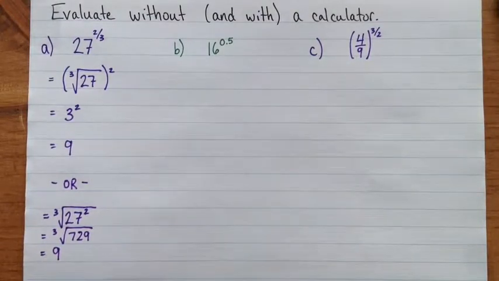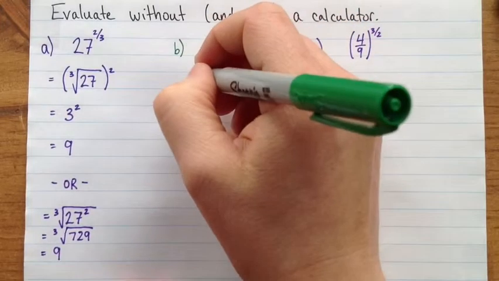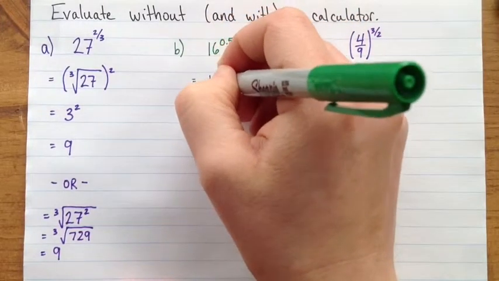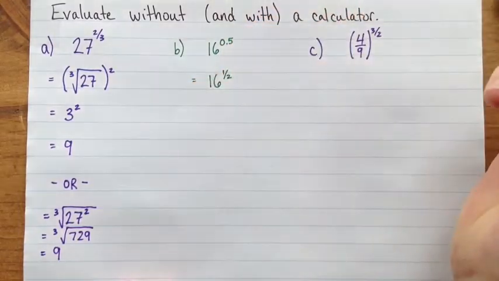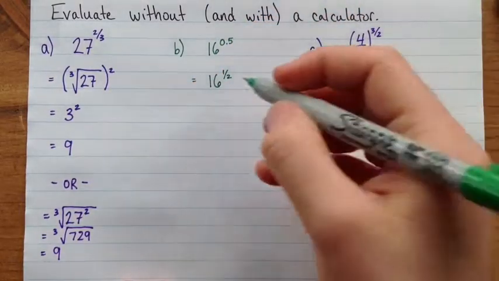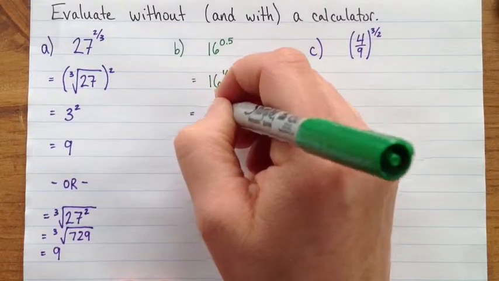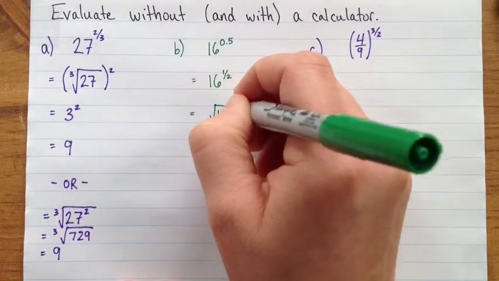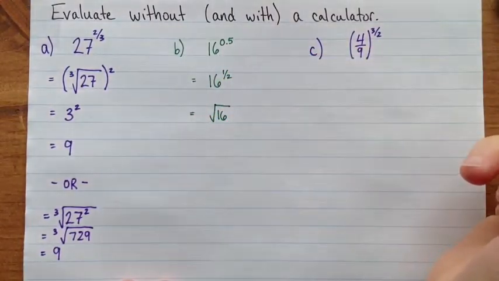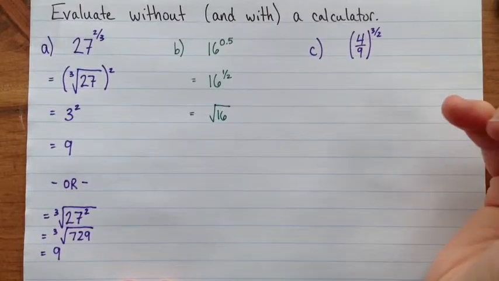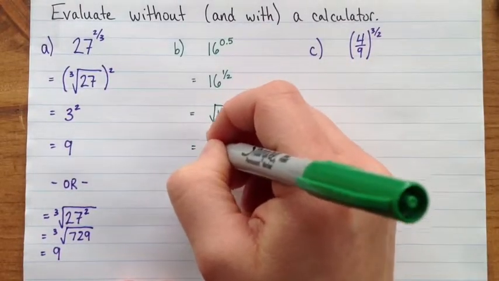Okay, 16 to the exponent 0.5. So the first thing to do there is to change that into a fraction. 16 to the exponent 1/2, and that's just the square root of 16, and you can write the exponent 1, but we don't really need to, because that doesn't change anything, and that is equal to 4.